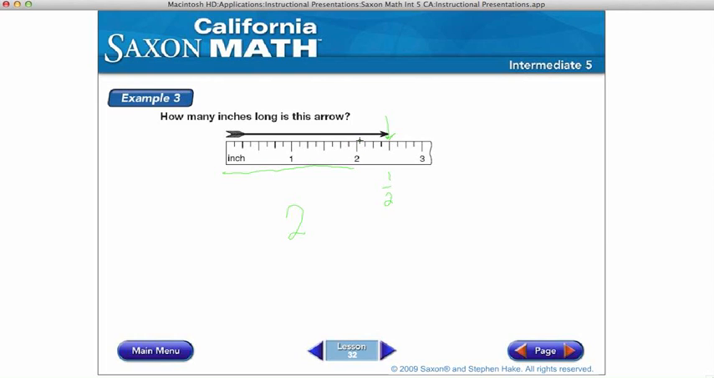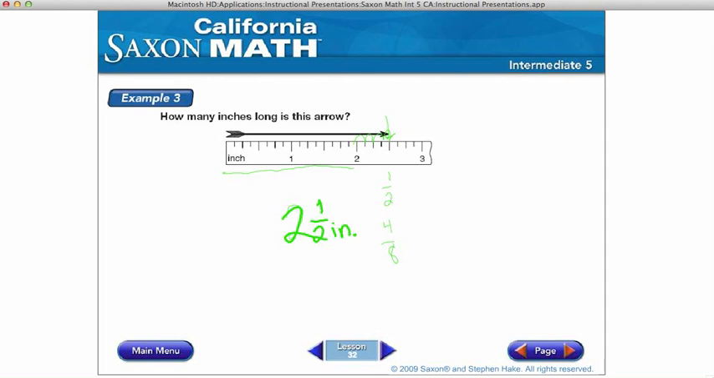So we would have 1, 2, 3, 4 eighths. And then you can say, oh, well, I know that 4/8 is equivalent to 1/2. So this arrow is 2 and 1/2 inches long.